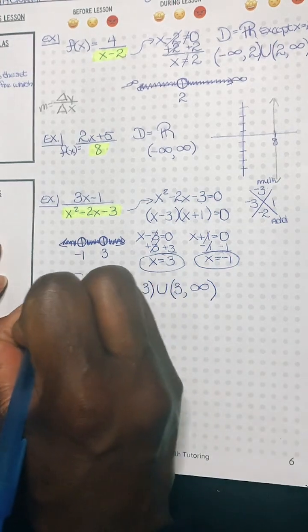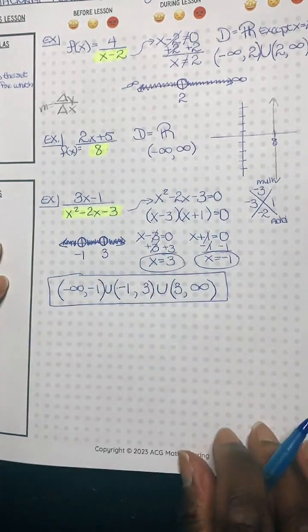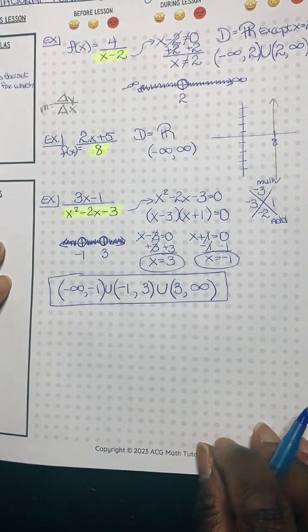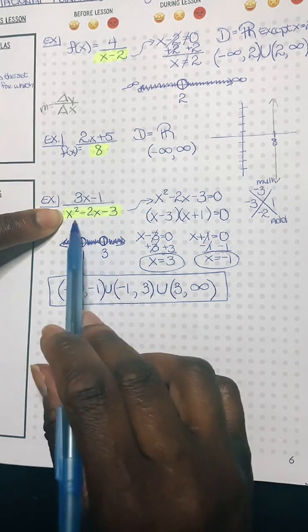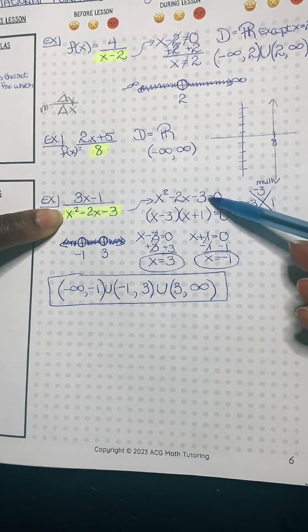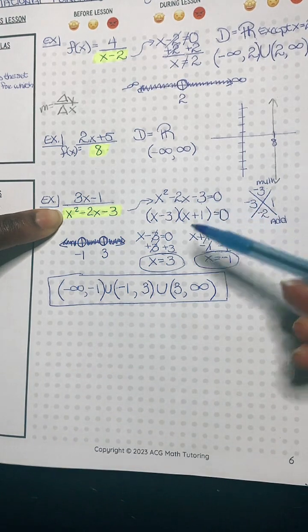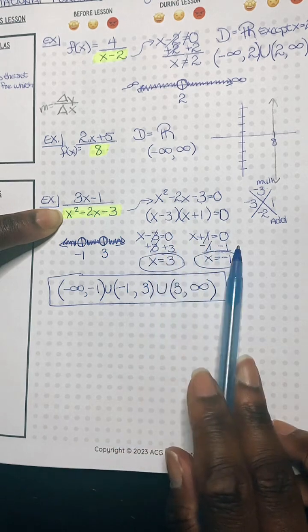All right. So this will be your solution for that. Okay. So just to recap. You're looking at your denominator. What's going to make that denominator equal to 0? So we had to do some factoring and set our two factors equal to 0.